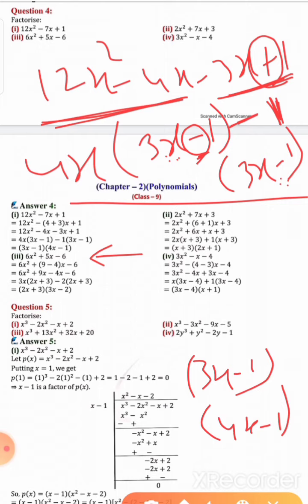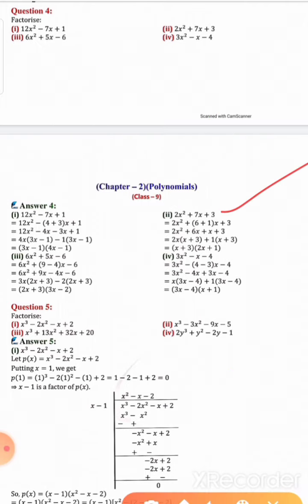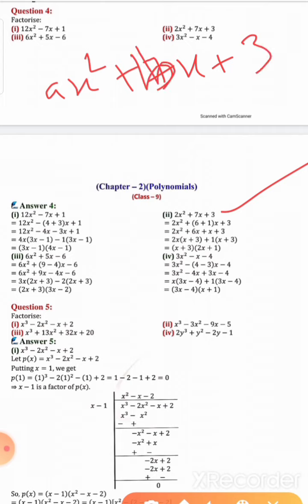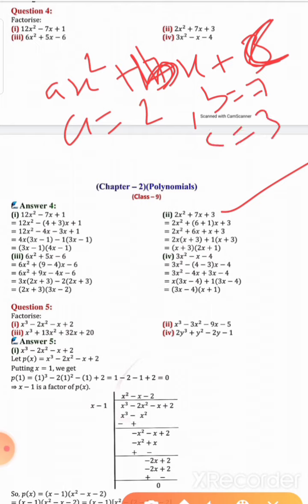Similarly, we use this middle term splitting method in the remaining 3 questions. Next question, question number 2. Here the polynomial is given by 2x square plus 7x plus 3. First we write the general form of the quadratic polynomial, ax square plus bx plus c. Comparing the terms, we get the value of a is 2, b is 7 and c is 3.